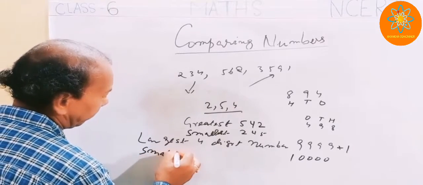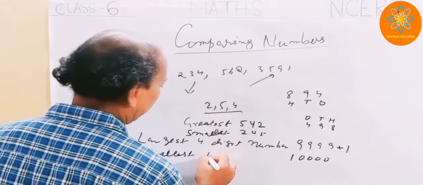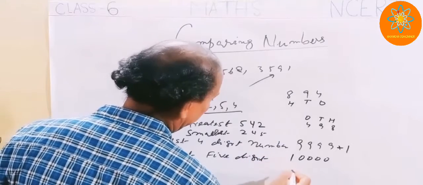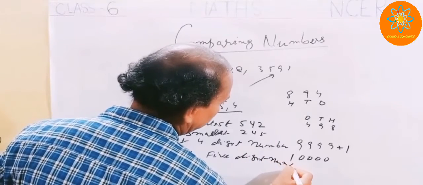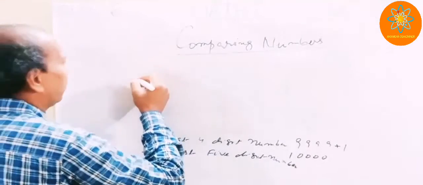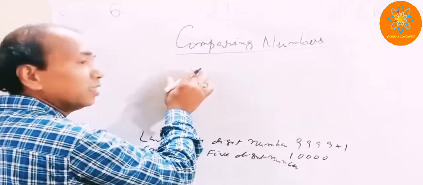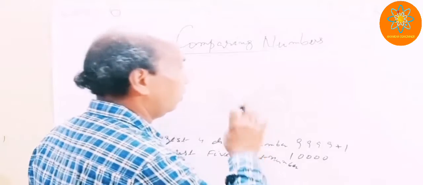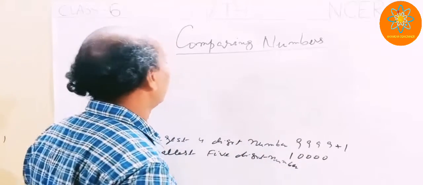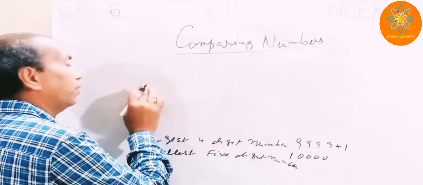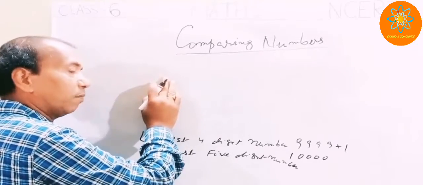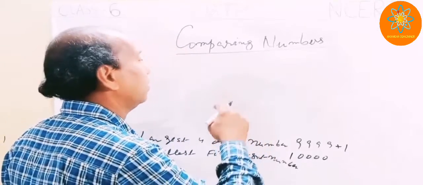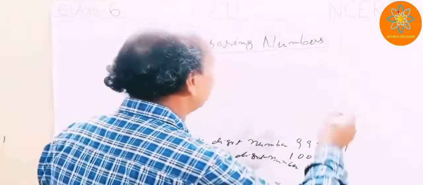The smallest 5-digit number is 10000. If the largest 4-digit number is there, and if you add 1, then in that case it will be the smallest 5-digit number. Suppose I have taken the largest 5-digit number and then I added 1, it means we will get the smallest 6-digit number.